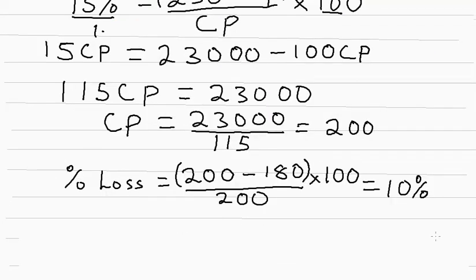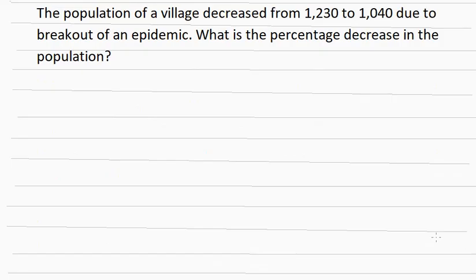All right, we proceed to another question. This one goes this way. The population of a village decreased from 1,230 to 1,040 due to breakout of an epidemic. What is the percentage decrease? This is just a very simple question.